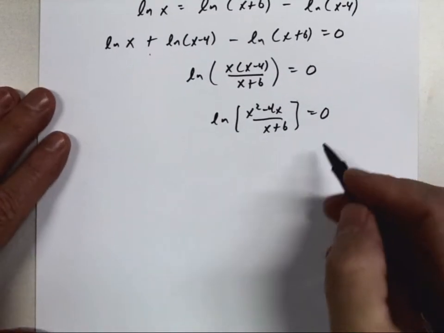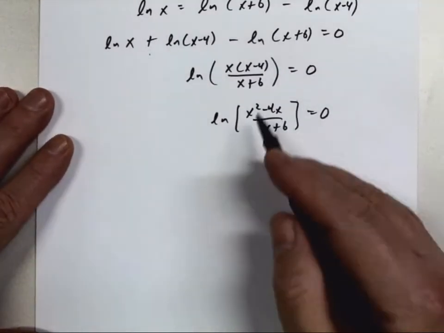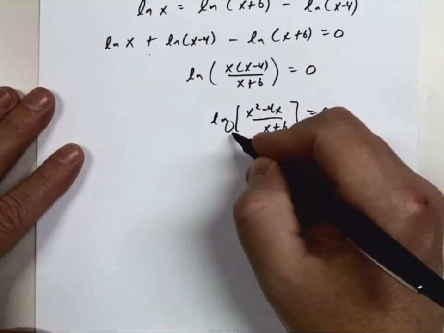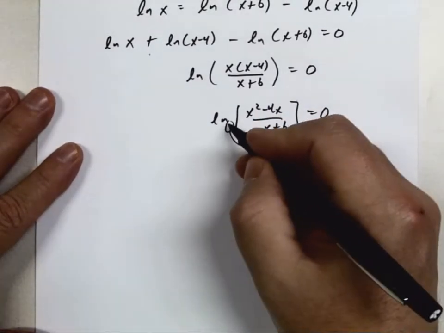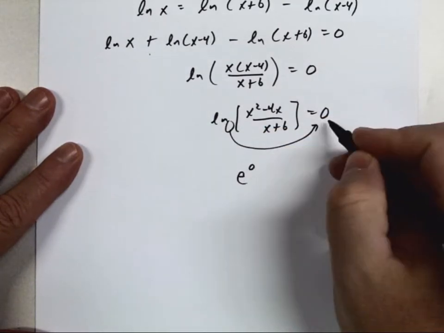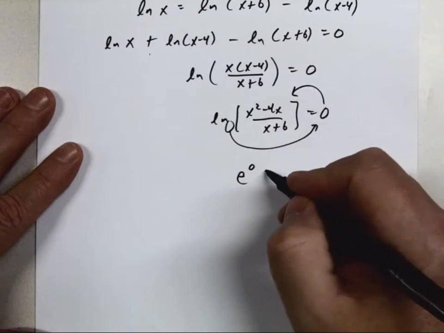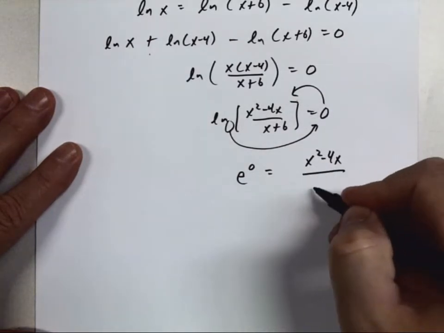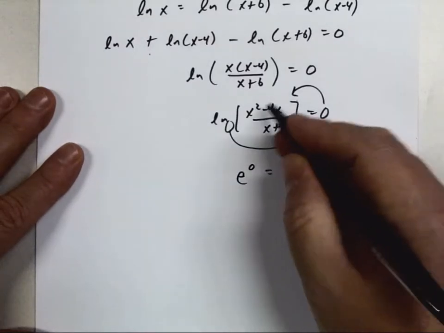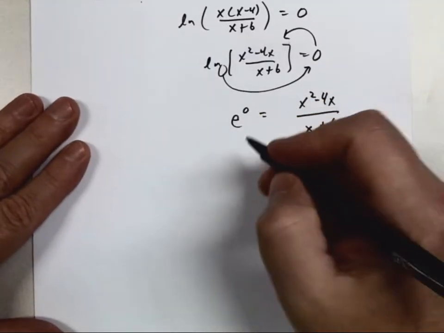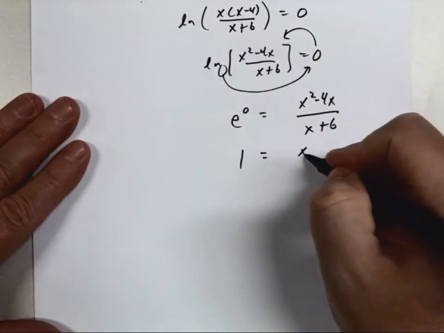So now I have one log term equals a number. I'm going to convert this into an exponential equation. Circle method, right? What's the base here? Actually e to the 0 equals everything inside the log. What's e to the 0? It's 1.